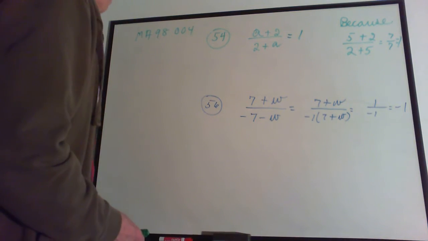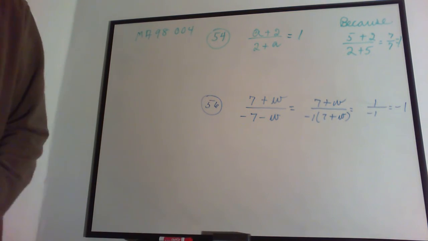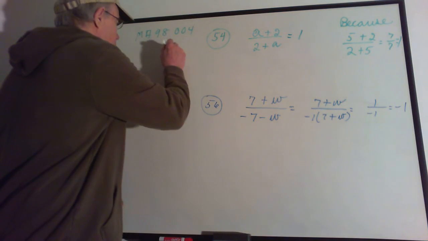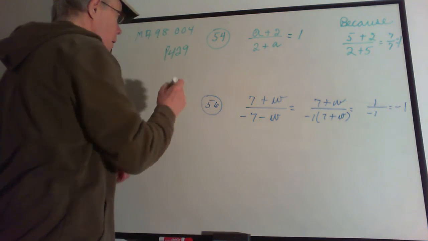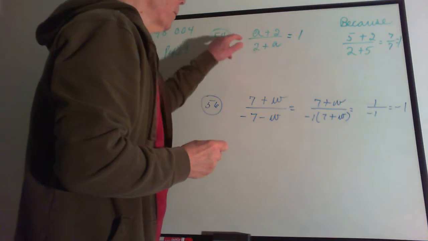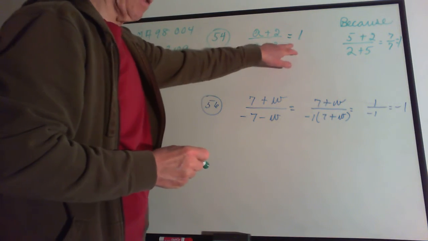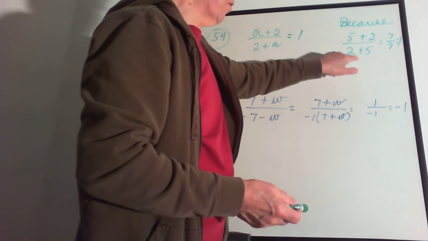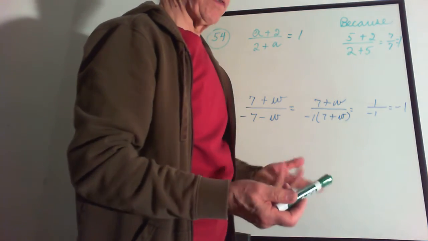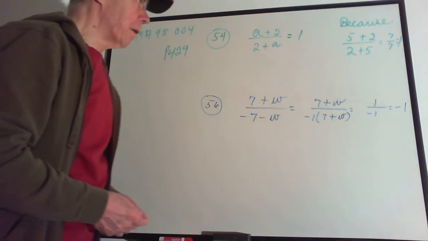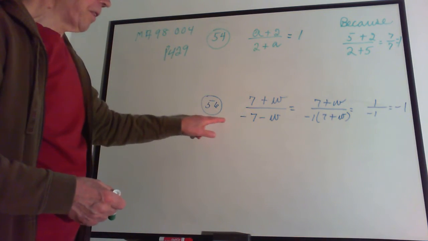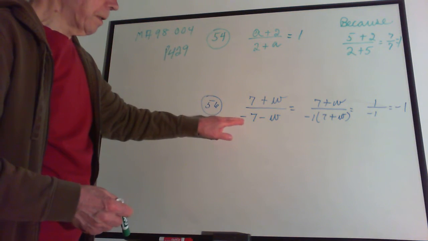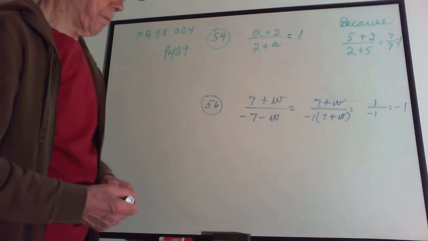All right, page, and I forgot to put page down on this, page 429, number 54. (a plus 2) over (2 plus a) is equal to 1. Remember, just for arithmetic, (5 plus 2) over (2 plus 5) is 7 over 7, so it equals 1. Now, number 56, (7 plus w) over (negative 7 minus w).